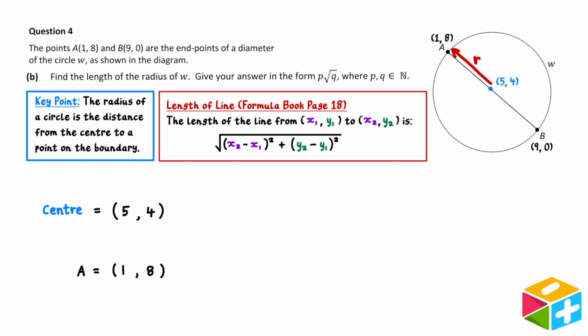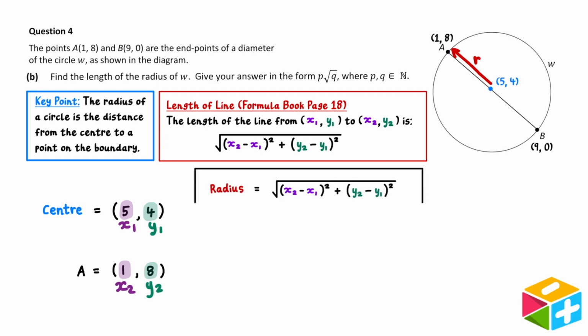We'll label our first point with x1, y1. So here, x1 is 5 and y1 is 4. We'll label our second point with x2, y2. Here, x2 is 1 and y2 is 8. To find our radius, we just need to sub these values into our formula.